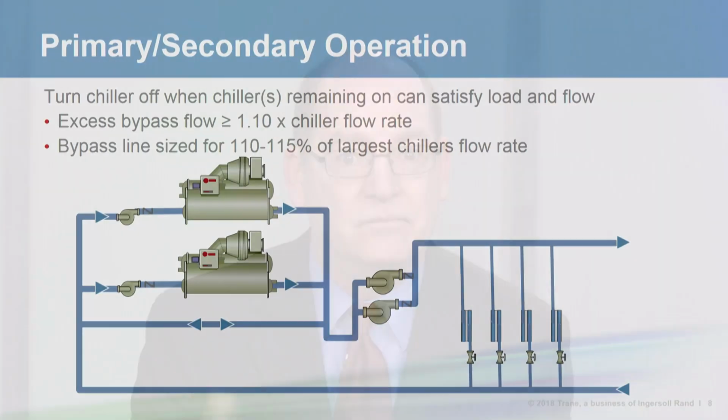A chiller and its pump may be turned off when the chillers remaining online can satisfy the load and flow of the building. So when a chiller and its pump are turned off, there must still be excess flow in the bypass line. That tells us that to turn a chiller and its pump off, the flow rate in the bypass line must be more than the chiller's design flow rate. How much more? Usually engineers use 10 to 15% to ensure that when the chiller is turned off, it doesn't have to cycle back on too quickly. So the bypass line should be sized for 110 to 115% of the largest chiller's design flow rate.